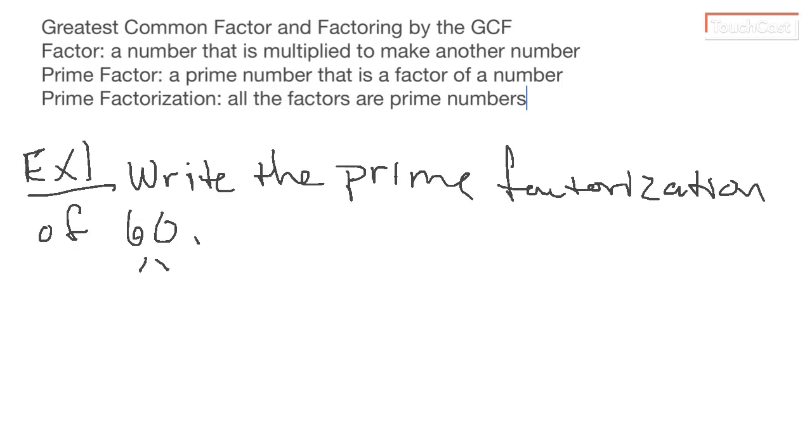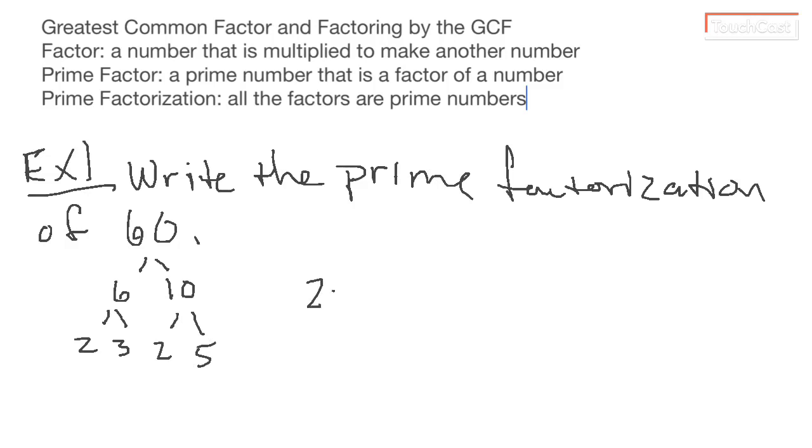What numbers can multiply to make 60? Well, we can break it up into 6 and 10. You can break it up into a lot of different numbers, but 6 and 10 are some of them. We can break 6 up into 2 and 3, and 2 and 3 are prime numbers, so we can't break those up anymore. 10 we can break up into 2 and 5, which are both prime numbers as well.